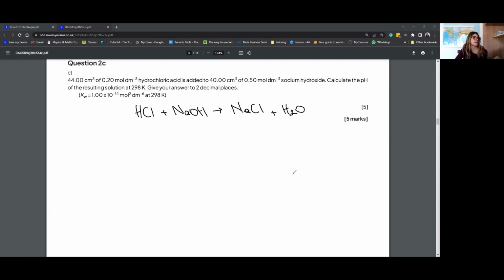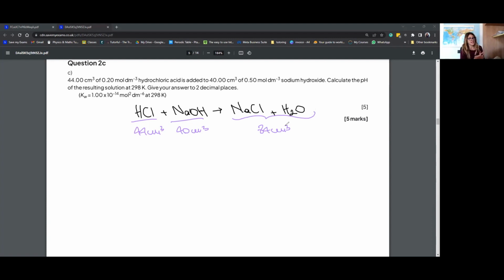But in this case, I would do it just for habit, because it's a 1-to-1 ratio and nothing happens. But this still helps us visualize what's happening: we have 44 centimeters cube of hydrochloric acid mixed with 40 centimeters cube of sodium hydroxide to give this nice solution of 84 centimeters cube. I wanted to think of it like that because you visualize that you literally have 2 flasks and you put them together, a neutralization reaction takes place, and then you measure the pH.